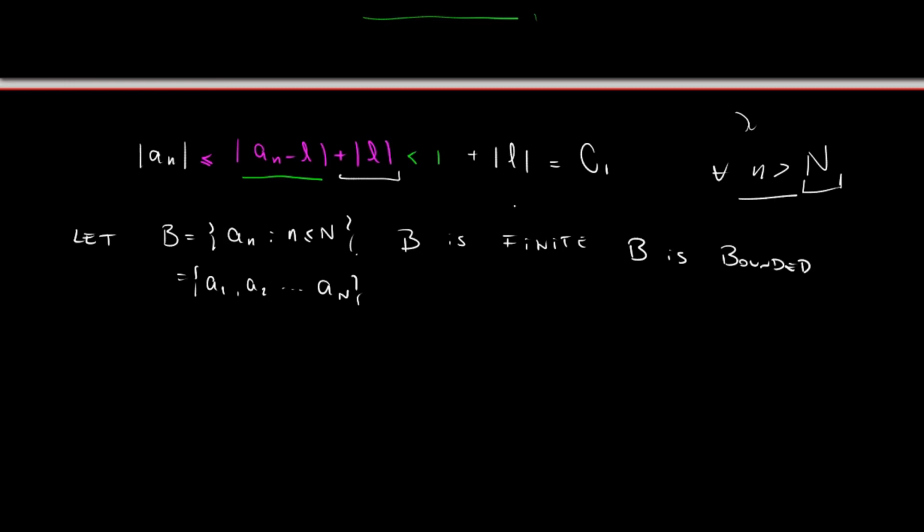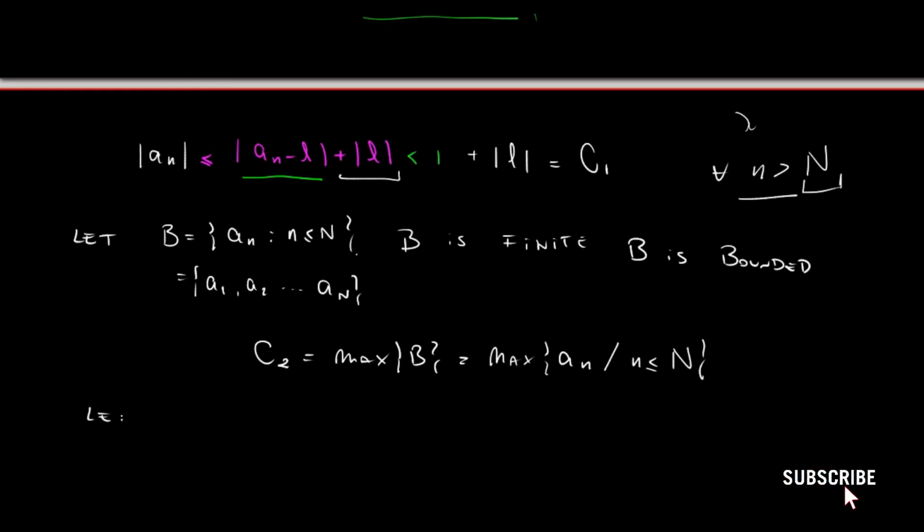Because being finite means it has a maximum value. Let's call this value C2, the maximum of the set B. So this is the maximum of all the numbers a sub n such that n is smaller than or equal to the capital N we got from our epsilon equals 1.